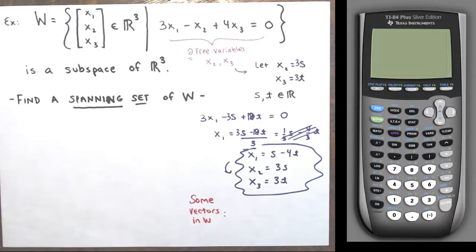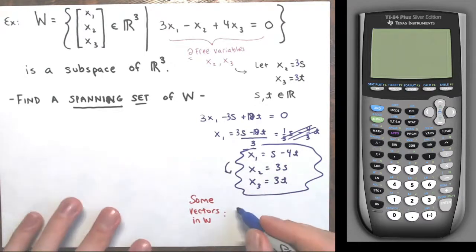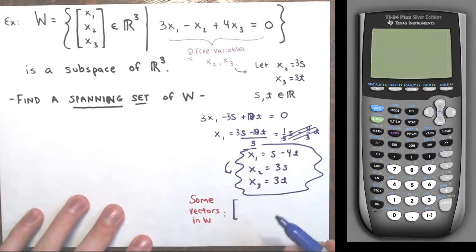And really all I'm doing is changing the values of s and t. Now again, the easy one is the 0 vector. If s were 0 and t were 0, that'd be 0 minus 0, 3 times 0, 3 times 0. You have the 0 vector. x1 equals 0, x2 equals 0, x3 equals 0. So that's in W. And it should be because it's a subspace of R3.